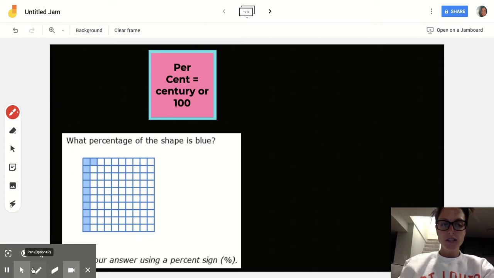Good morning, everybody. We're going to take a look at percents today. So, what we are going to be understanding first is what percent means.